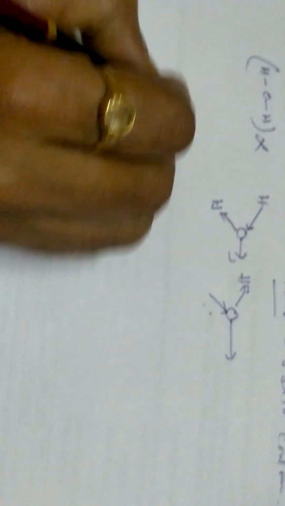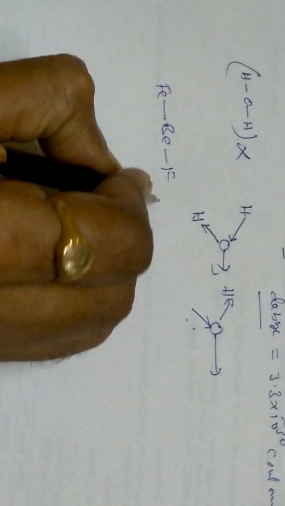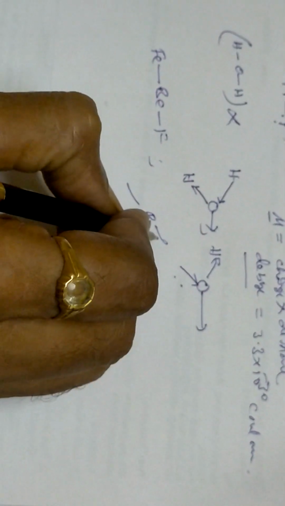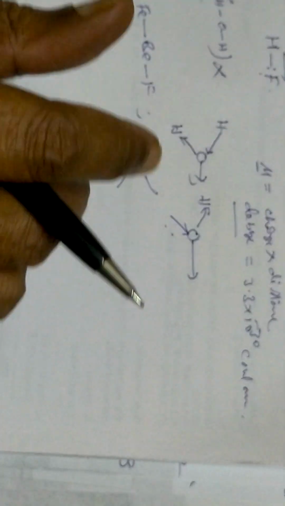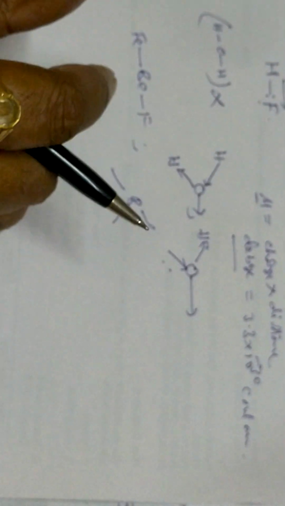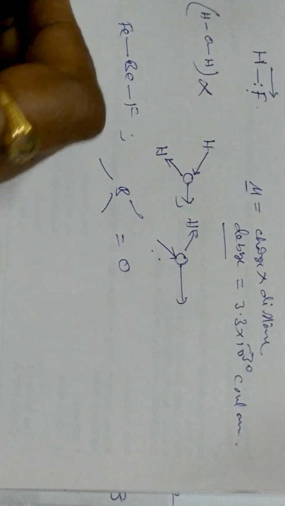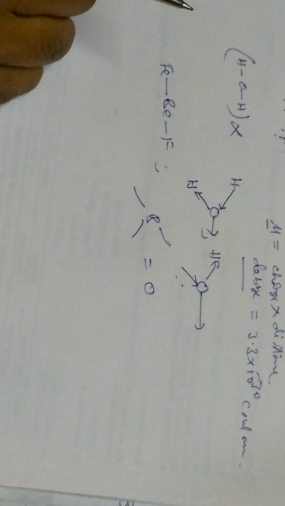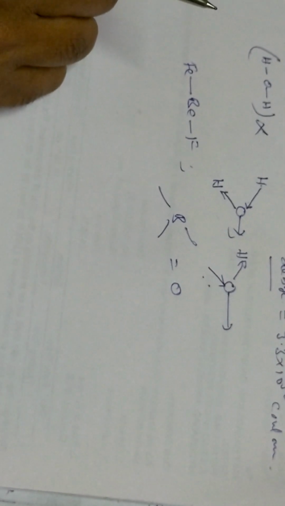Suppose beryllium fluoride is linear, whereas boron trifluoride is not linear. Boron trifluoride is again symmetric, and the total dipole moment is 0. BF3 is also 0, whereas ammonia is not zero, and carbon tetrachloride is 0 and so on.